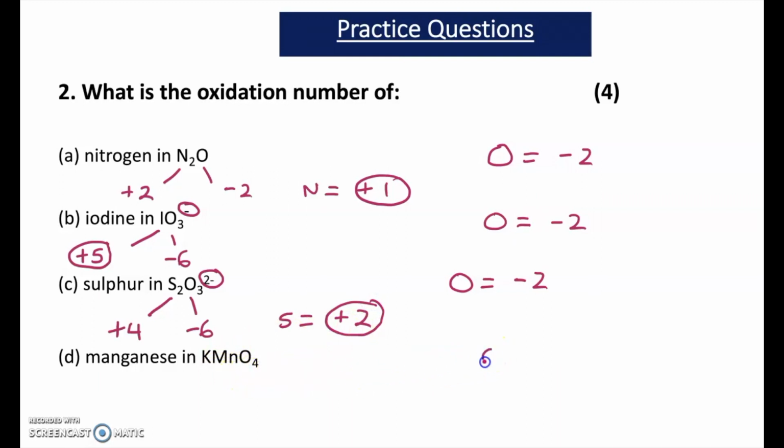Now in our last question, we have manganese in KMnO4. The oxygen has an oxidation number of -2. There are 4 of them, so we have a total oxidation number of -8 here. Now the potassium has an oxidation number of +1, so therefore the manganese must be +7 oxidation number, because the sum of the oxidation numbers must add up to 0 in a compound. So +8 added to -8 equals 0. Now each oxidation number correct gets you 1 mark here.